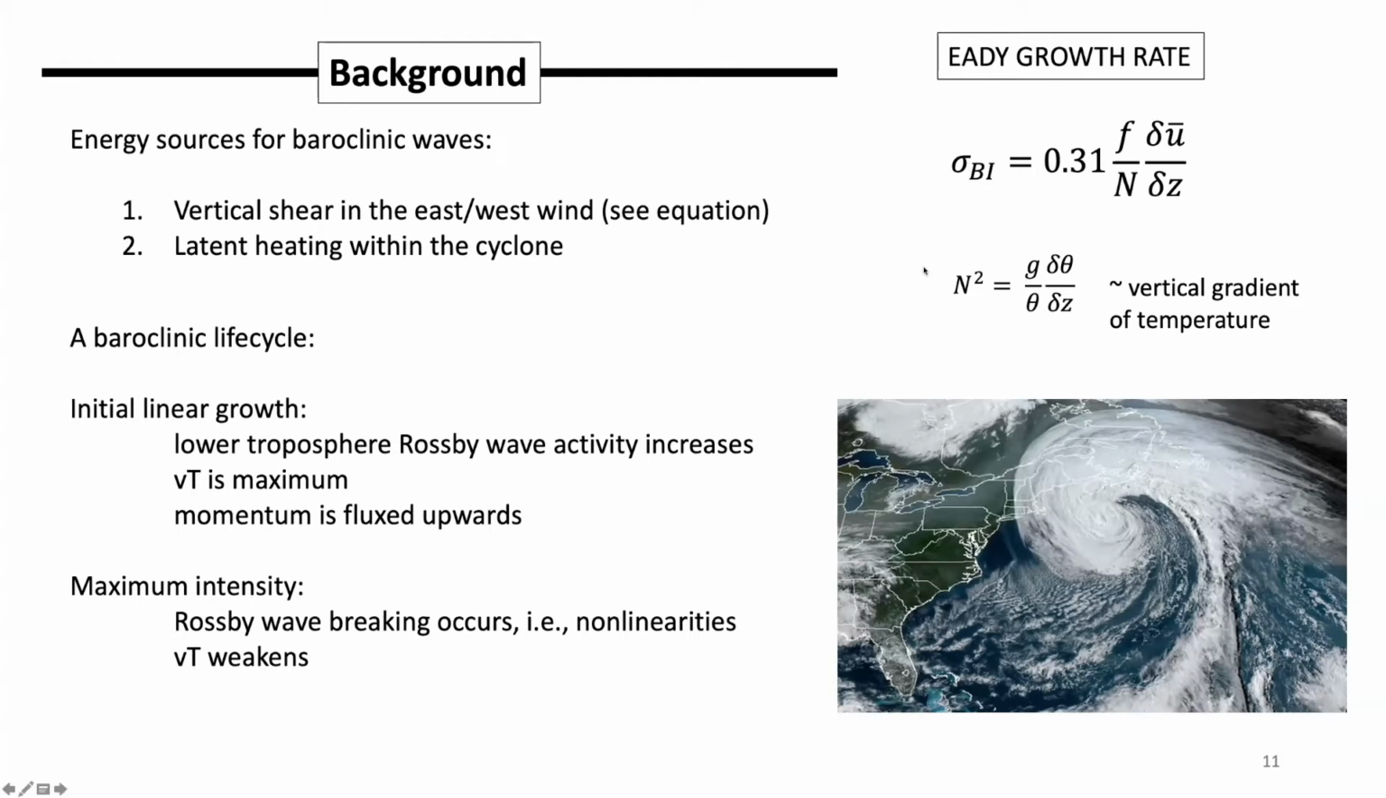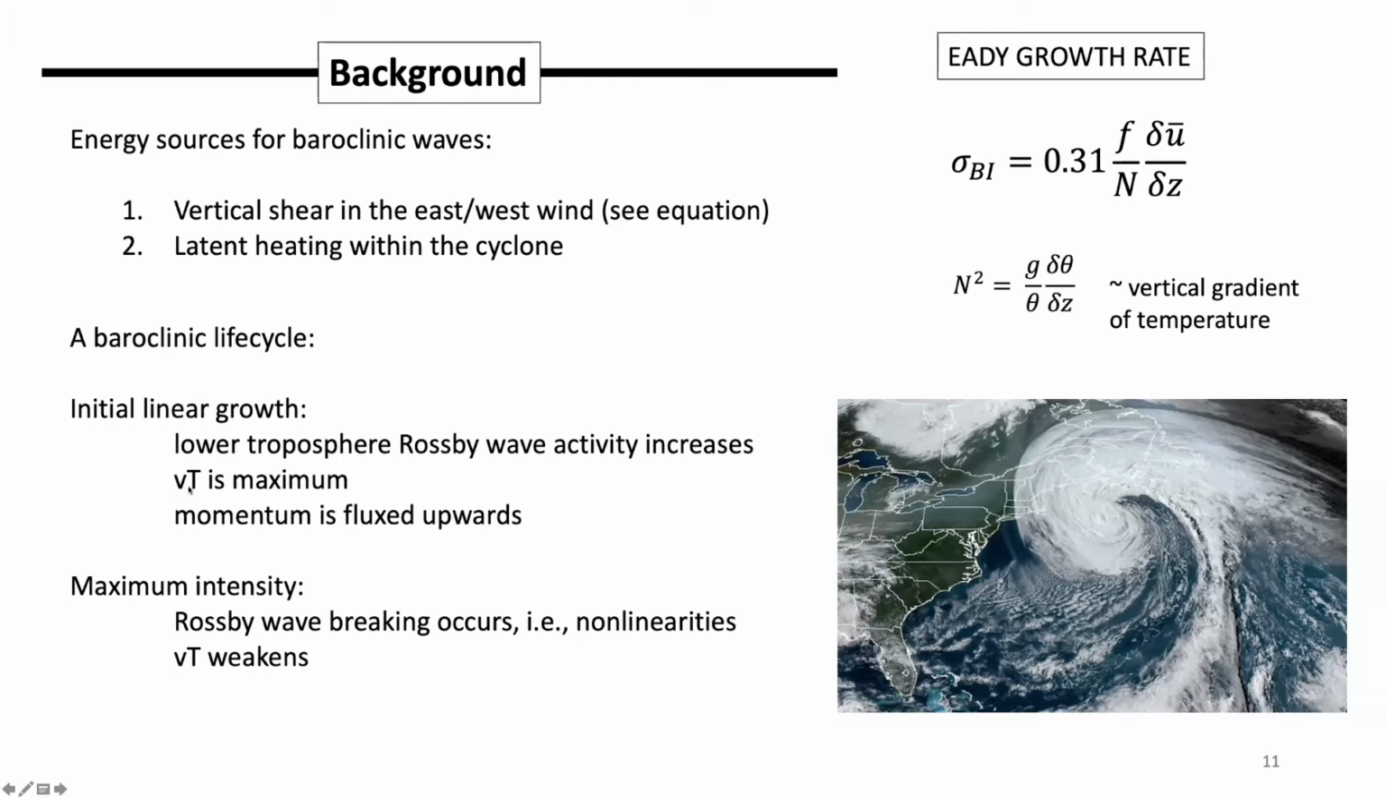The other thing to mention is that if you were to just look at satellites, what these baroclinic life cycles look like, it would be something like this. But I said in the beginning that we're interested in Rossby waves, so what's the link? The idea is that during a baroclinic life cycle, you have an initial linear growth phase. During the linear growth phase, there's a lot of lower tropospheric Rossby wave activity. So you're generating Rossby waves, and these Rossby waves are actually propagating upward in the troposphere.